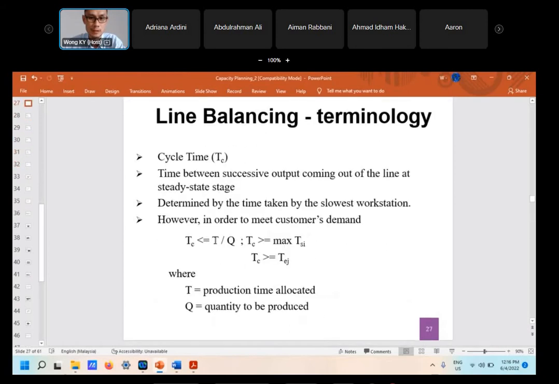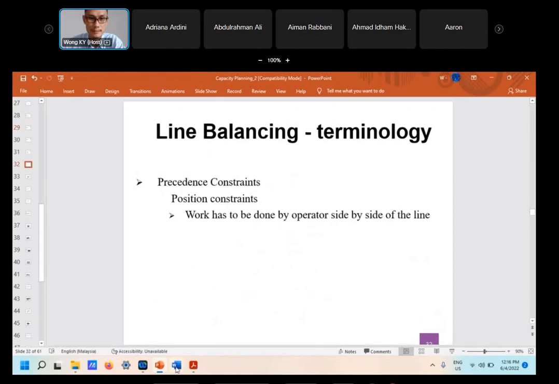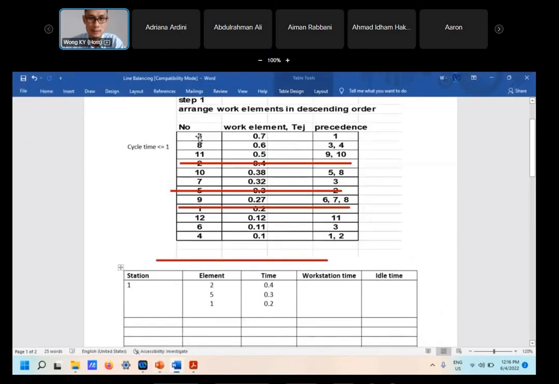Okay, production time allocated divided by quantity. Right, okay, so let me continue. So I cannot assign work element 3. Let's go down the list one by one. Can I put 8? Not 11. No 10. No 7.